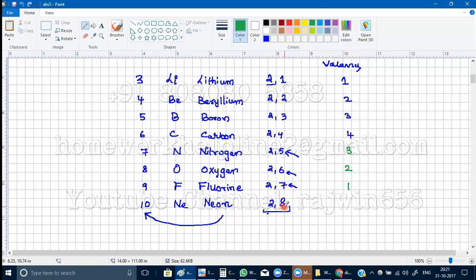This is already having 8 electrons in its outermost shell. It is already stable. It doesn't need any electrons. Therefore, its valency will be 0. It is going to be an inert gas.